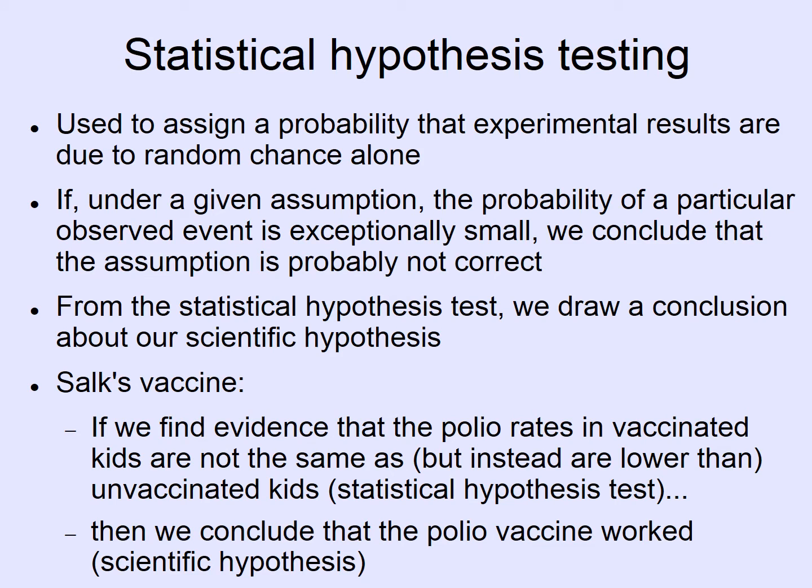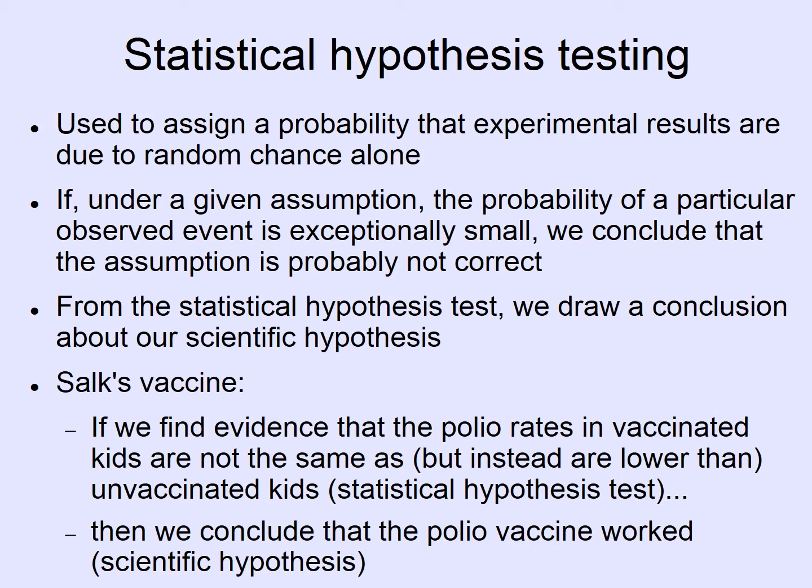So statistical hypothesis testing really is this idea that we assign a probability to our experimental results. And that probability is the probability of what would happen under random chance alone. I know I've talked about the rare event rule, and so we're going to say that if a probability is very low, then it probably isn't random chance. It might be something else.